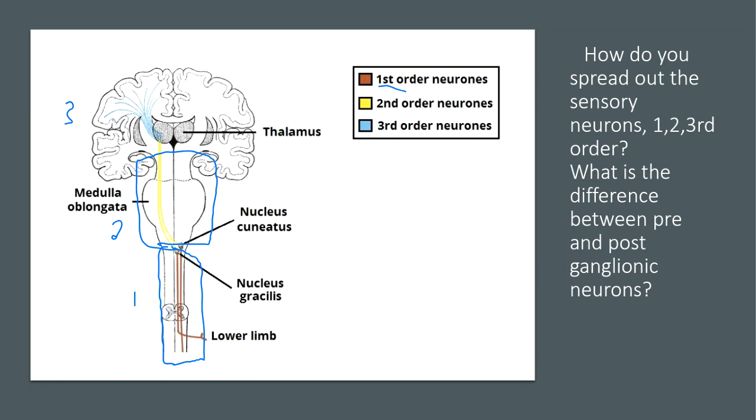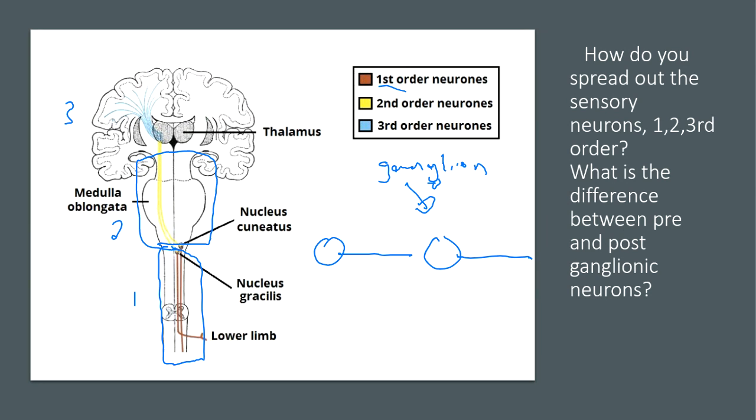Now, the difference between pre and post ganglionic neurons is just that. Let's see what we have. Let me draw this out, it'll be easier. So we have a nucleus here, an axon here, and then we have another axon here. So this area right here is called the ganglion. It's just a bunch of cell bodies together in the peripheral nervous system.